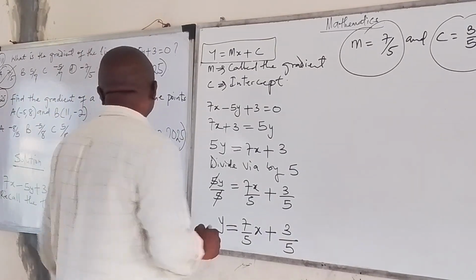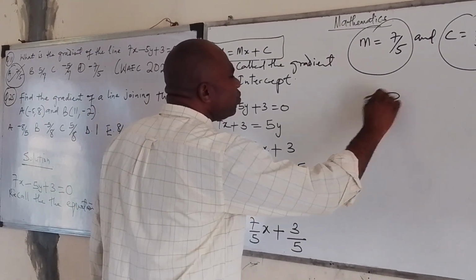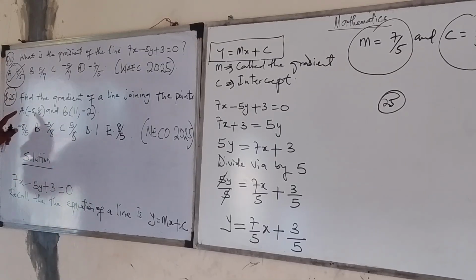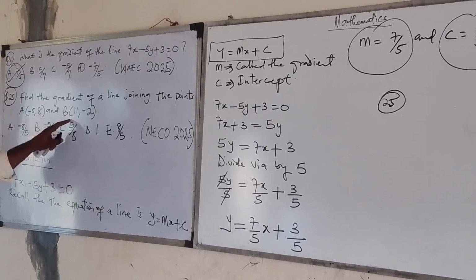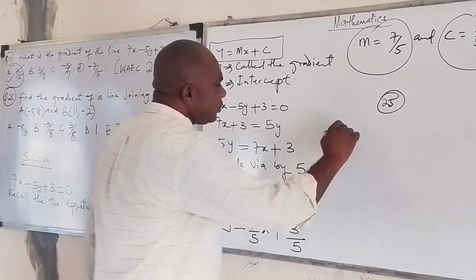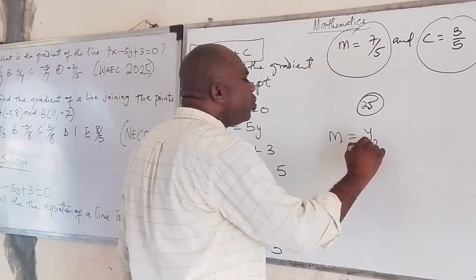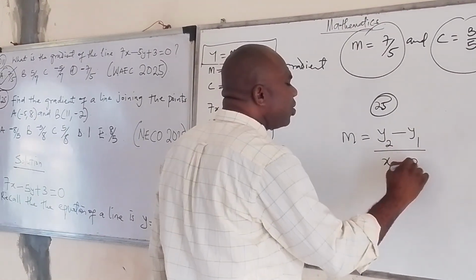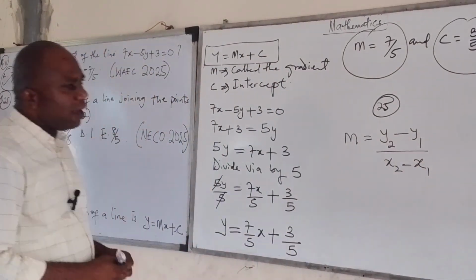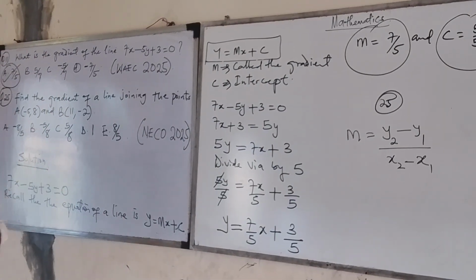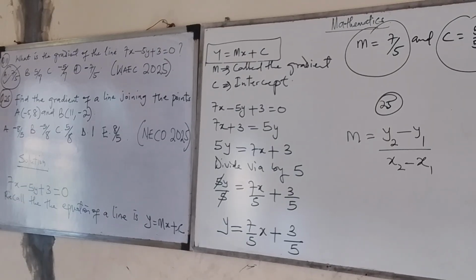NECO question number 25, NECO 2025. Here they said find the gradient of a line joining the points A and B. A and B are 2 points, so we want to get the gradient. Now, the gradient m is equal to y2 minus y1 all over x2 minus x1. This is the formula for calculating the gradient when you're given 2 points.